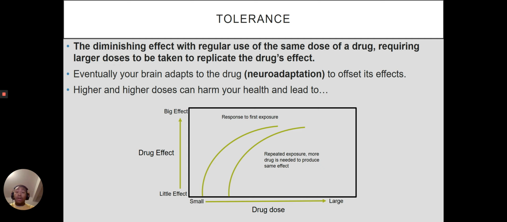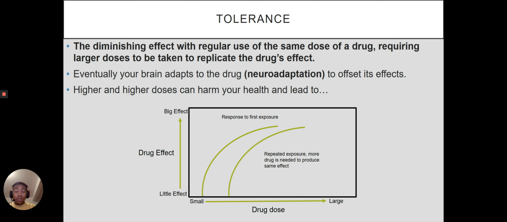Eventually our brain adapts to the drug because it wants to offset the effects. It's called neuroadaptation. So if we drink alcohol quite a bit, our brain's going to eventually offset the effects of alcohol, so it adapts to it. But that means in order to get buzzed or to get drunk, you have to drink a lot more than someone whose brain has not adapted. So that's why you see different tolerance levels between people.